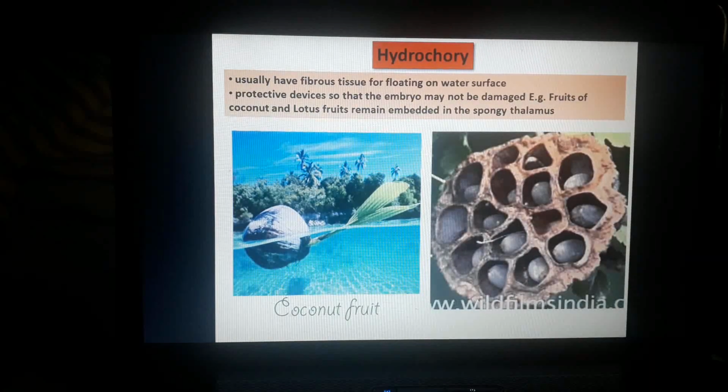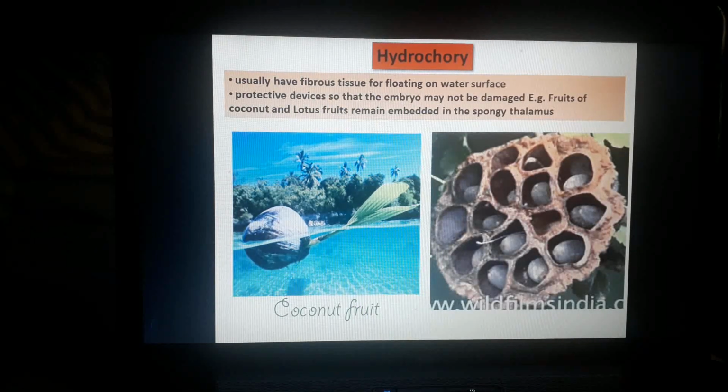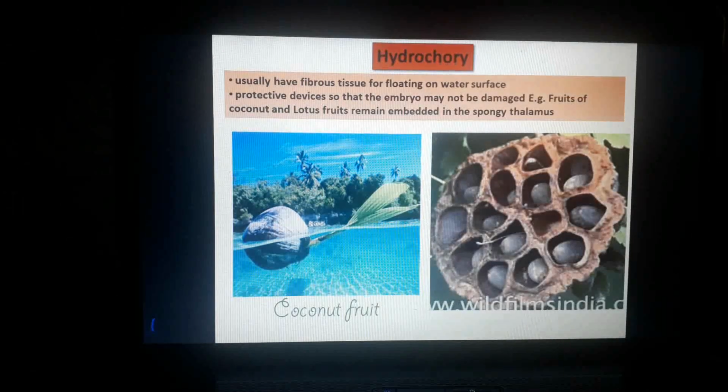Next is the hydrochory. In this case, the seeds are adapted to have fibrous tissue which float on the water surface, and sometimes these develop the protective devices so that the embryo may not be damaged in the water. For example, in case of the coconut, you can see that the coconut floats on the water surfaces, and sometimes it is carried to the longer distances, even 7,000 kilometers it can float in the water. And lotus fruits also have seeds embedded in the spongy thalamus. You can see from this diagram that all these seeds are ready for the dispersal.